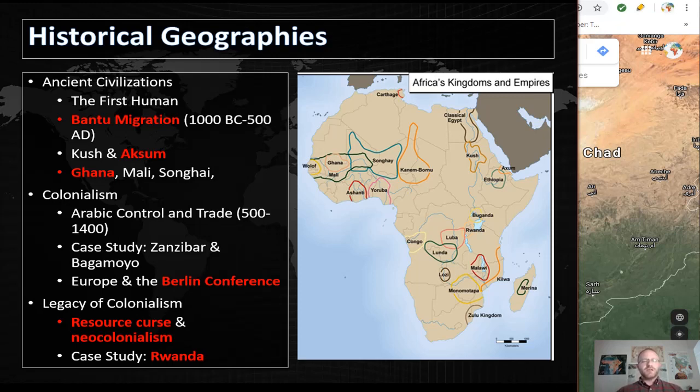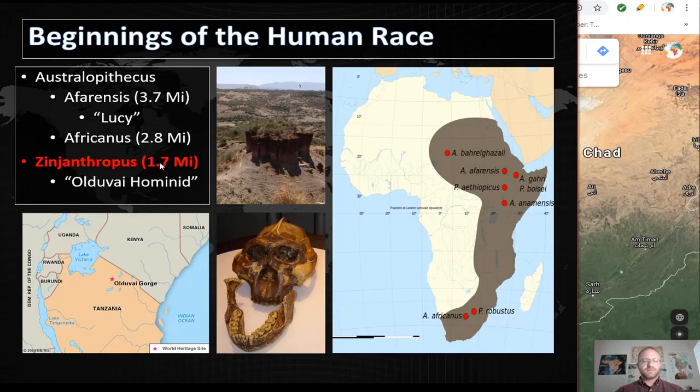Now, with the introduction of European powers prior to the Berlin Conference in 1884, the remaining societies across sub-Saharan Africa would disappear. The Berlin Conference only solidified European control in this region. Finally, there is a legacy of colonialism today that keeps Africa from developing in their own independent ways.